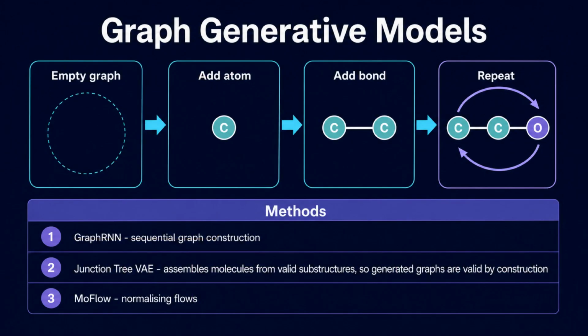Graph generative models directly generate molecular graphs. The process starts from an empty graph, then iteratively adds atoms choosing atom types, adds bonds between atoms, and repeats until the desired size. Methods include GraphRNN for sequential generation, junction tree VAE, achieving very high valid molecules by generating scaffolds, and MoFlow using normalizing flows. Advantages include generating only valid molecules with chemical constraints.